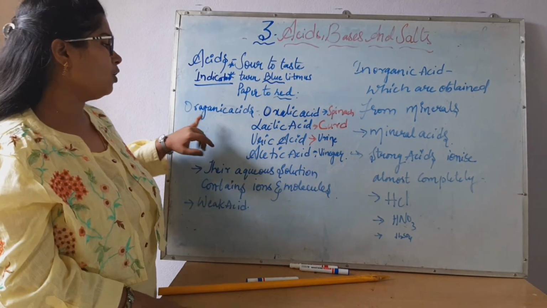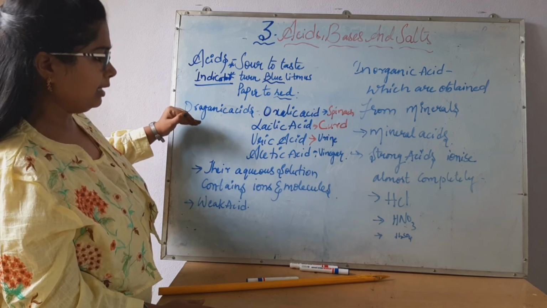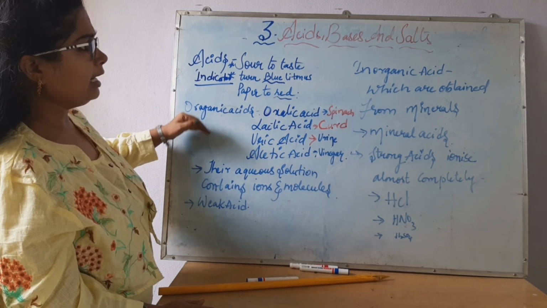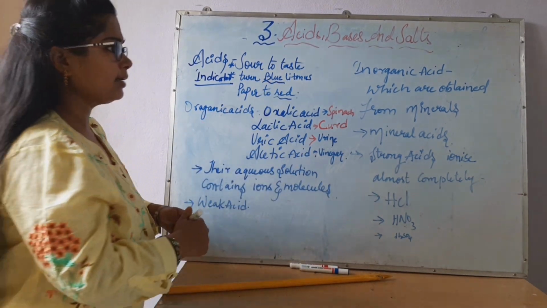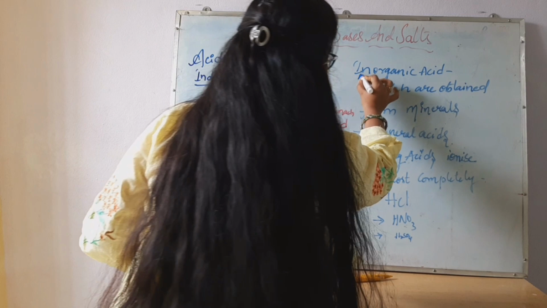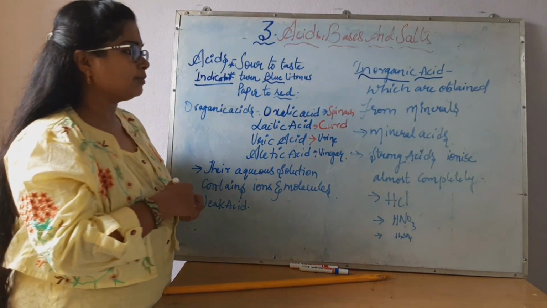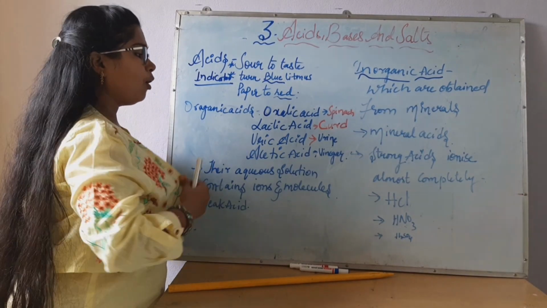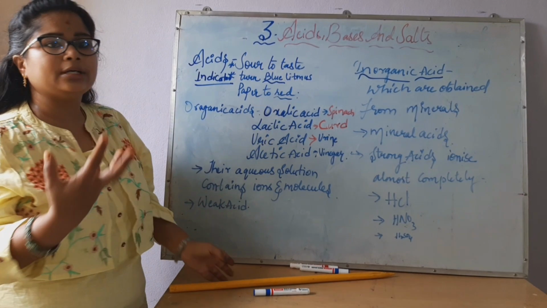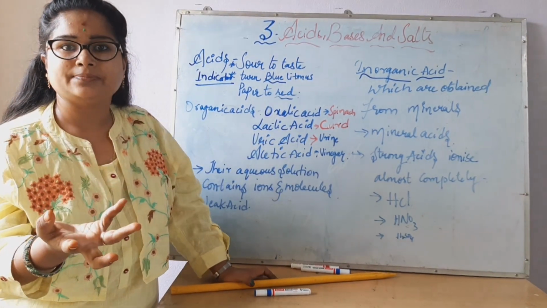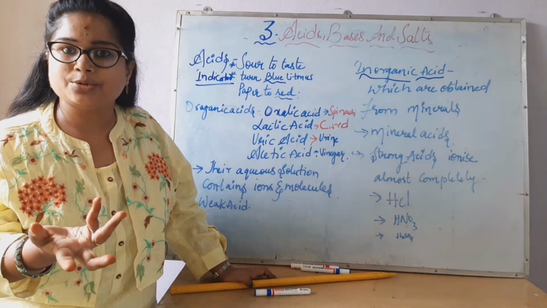Then see, the acids are of two types: organic acids and inorganic acids. What are these organic acids and what are these inorganic acids? Organic acids are those which we get from plants. Those are the organic acids, you can say.